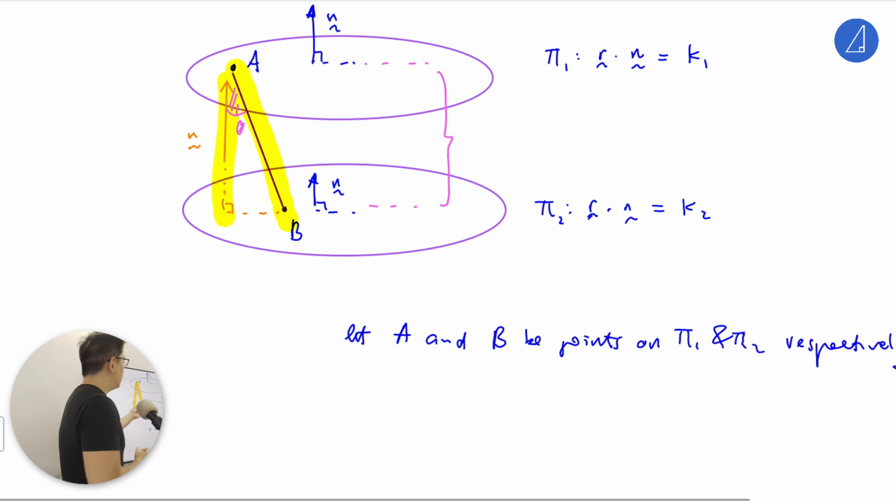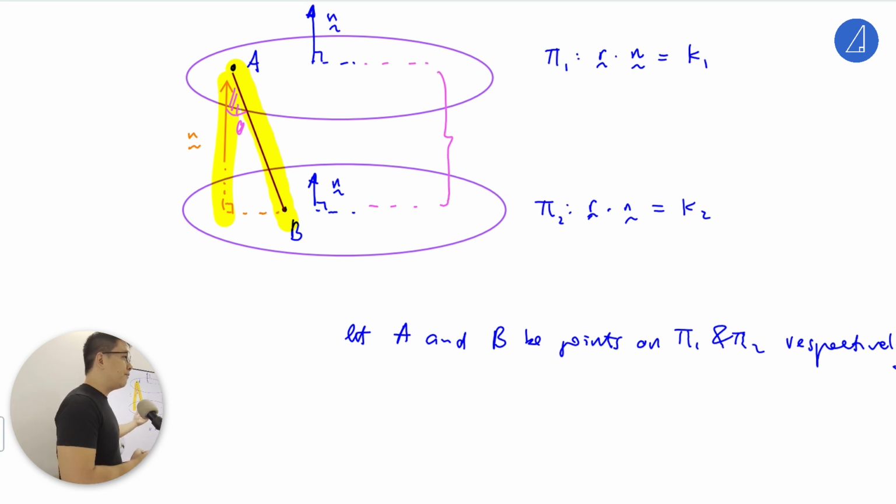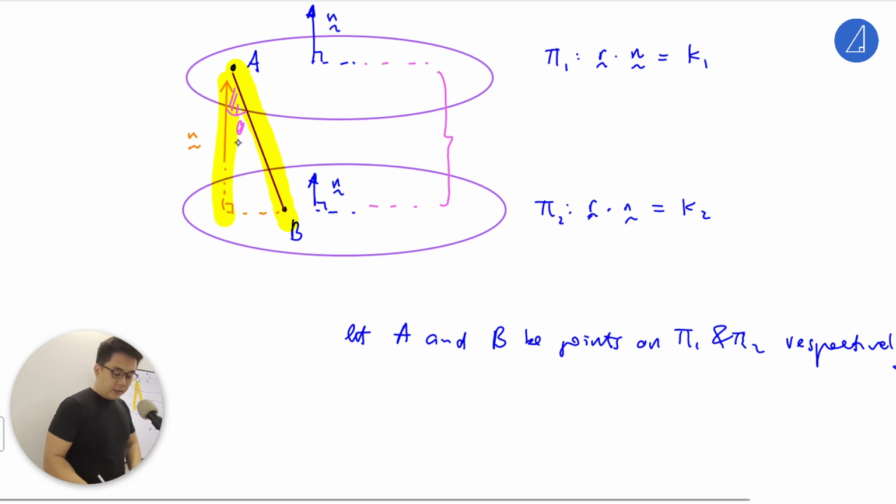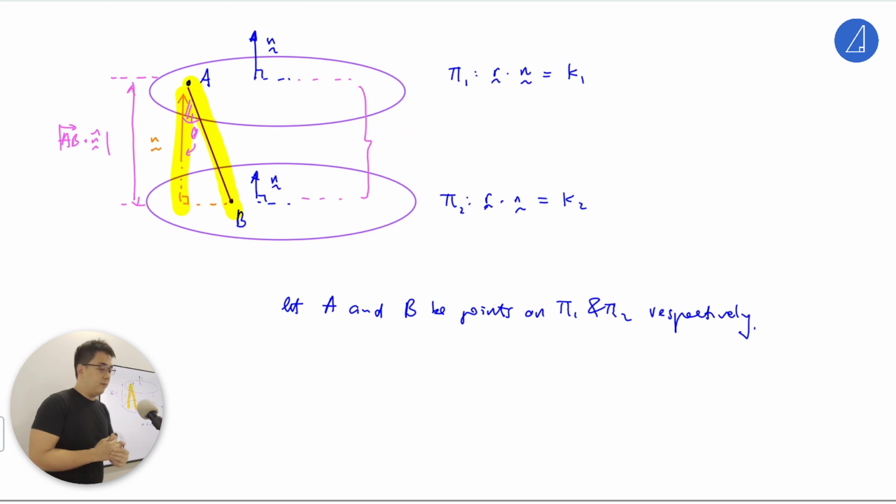So you ask yourself, in this triangle here, am I looking for the adjacent side or the opposite side? The length that I'm looking for is the adjacent side. So this guy will be AB dot n unit vector. Then AB dot n unit vector.